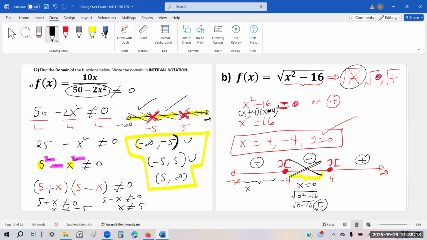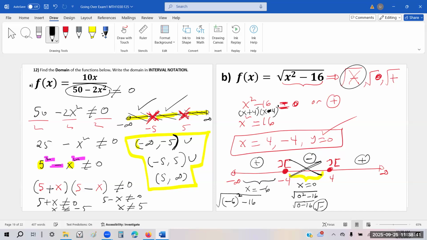-1 is not smaller than -4. You have to pick something that is smaller than -4. -6, -5, no problem. So plug in here: (-6) entire thing squared minus 16 inside the square root.